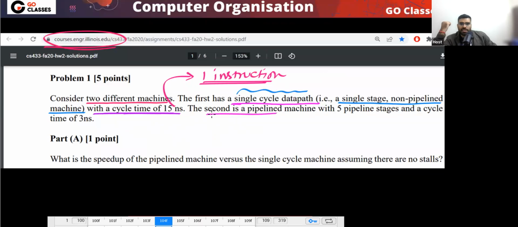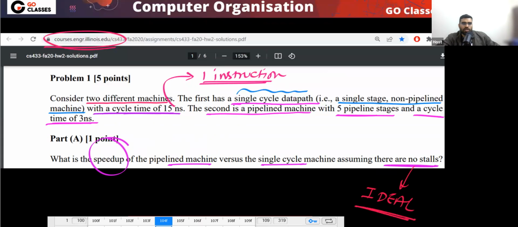Okay, the second is a pipelined machine with 5 pipeline stages and cycle time 3 nanosecond. Now the question is asking for the speed up of the pipeline machine versus the single cycle machine. There are no stalls. No stalls means the question is talking about the ideal situation. In the ideal situation, what will your answer be?